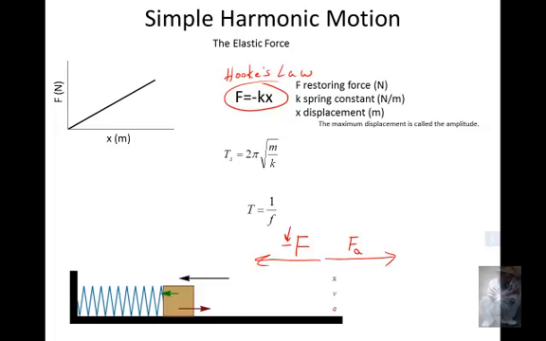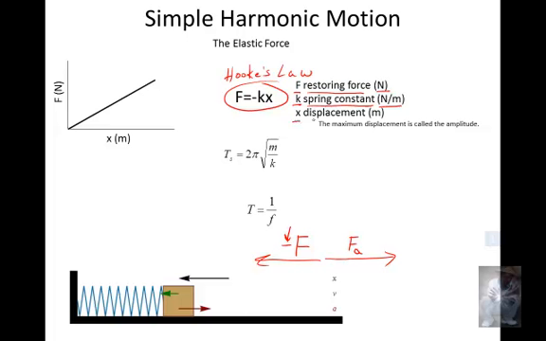Now, if we look at the variables for Hooke's law, F stands for the restoring force. Its units are in newtons. K stands for the spring's constant. Its units are in newtons per meter. The spring constant tells us how much force is necessary to pull a spring a certain distance. So the stiffer the spring, the higher the spring constant.